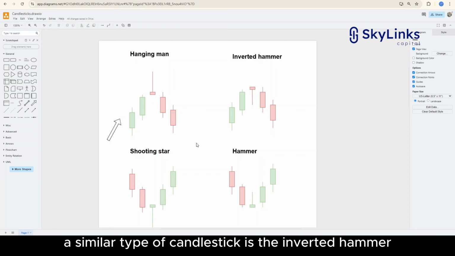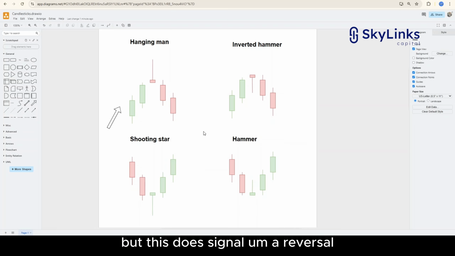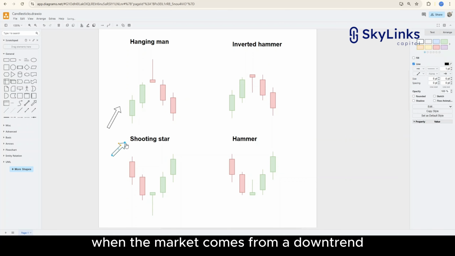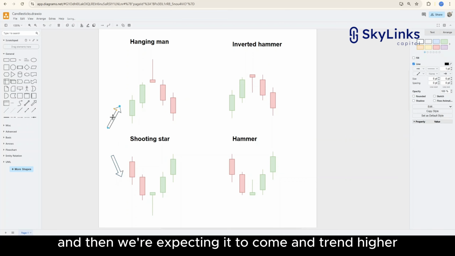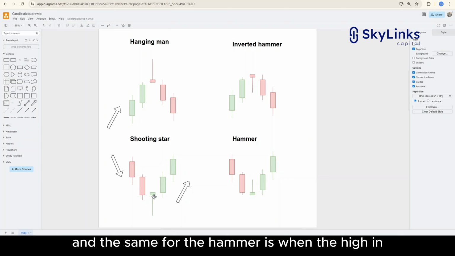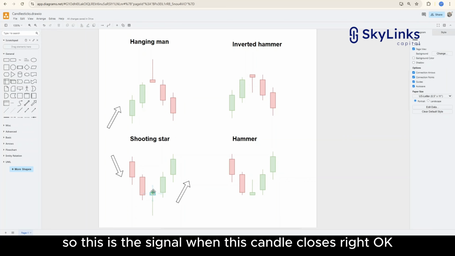A similar type of candlestick is the inverted hammer. Again, it comes from an uptrend. You can see sellers took control here. Buyers then did come in again, but this does signal a reversal. The opposite of a hanging man is a shooting star. This is obviously when the market comes from a downtrend and then we're expecting it to trend higher. The trigger or the confirmation for this shooting star, and the same for the hanging man, the inverted hammer, and the hammer, is when the high, in this instance for the shooting star, is taken out.